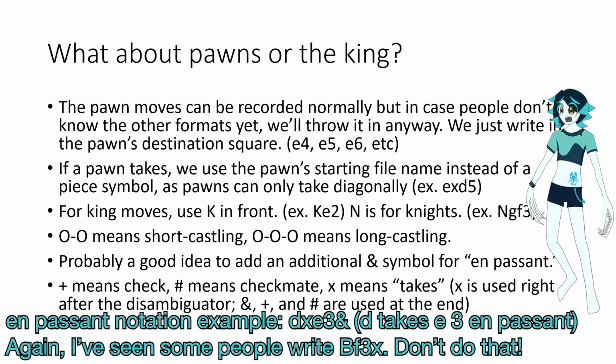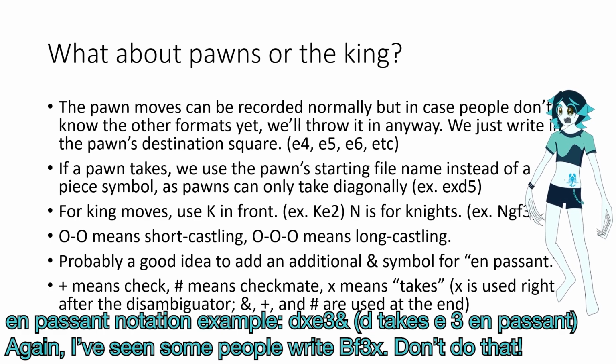X means takes, but again, as you see here, E takes D5, or bishop takes, let's come up with a random square, bishop takes F3 or whatever, right? And bishop would be the capital B. Bishop takes F3. We have to make sure that the X symbol is not written at the end. I've seen some people do that. Don't do that. It's bishop takes, E takes. Whenever you say takes, that's when you write the X symbol.